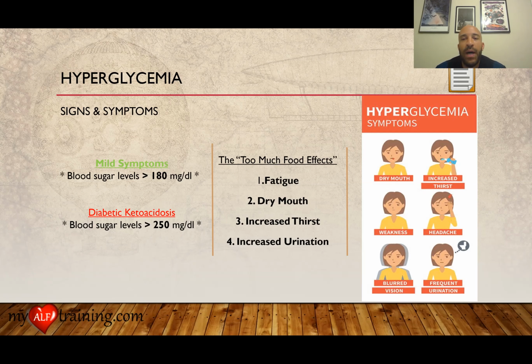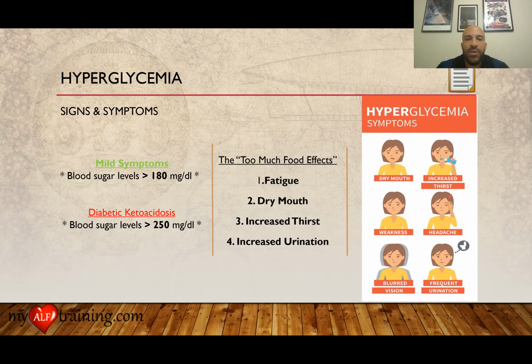There's no fancy mnemonic to help you remember the symptoms for hyperglycemia. I call it the too much food effect. So the too much food effect: if you sit down on a Saturday and you enjoy a great big pizza to yourself and watch your favorite movie, after you eat that pizza, you might be very thirsty. You might have dry mouth from all the crust, all the bread. Your mouth is a little dry. So you're very thirsty.